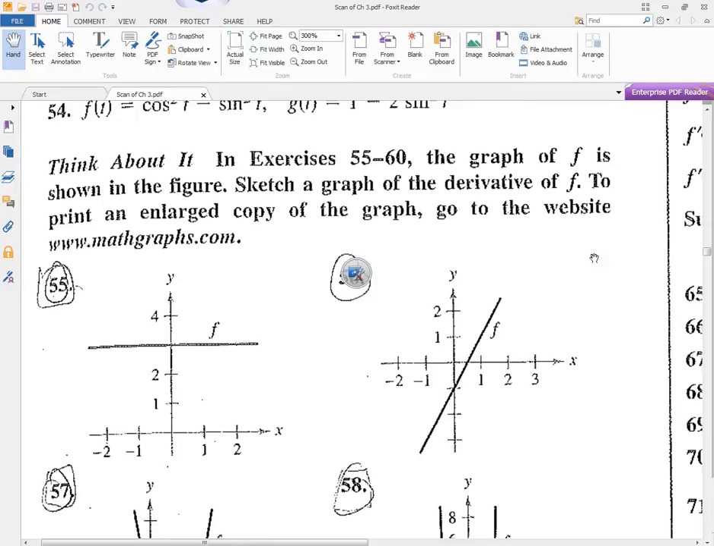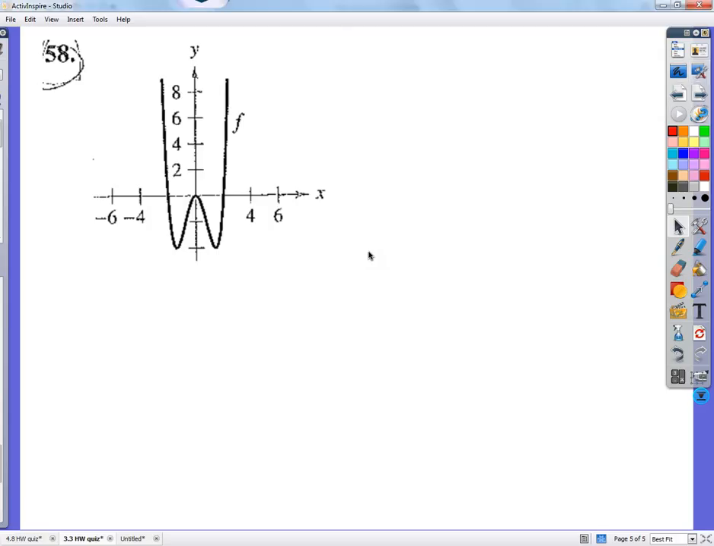The graph of f is shown. Sketch a graph of the derivative. So that's a function, and we want to sketch the derivative. What are some things that we might easily graph about the derivative?